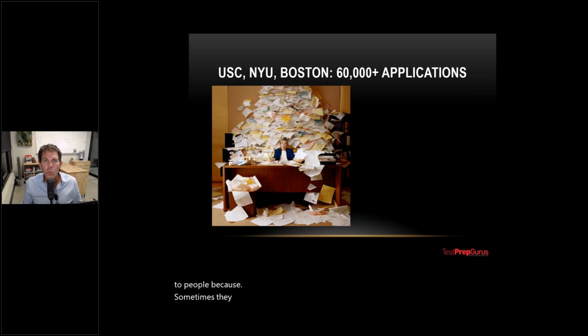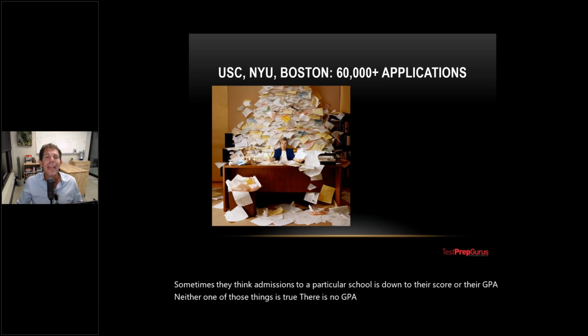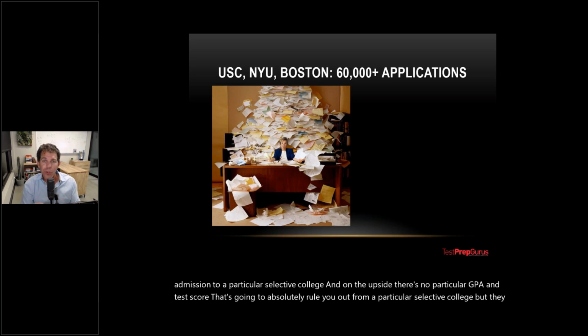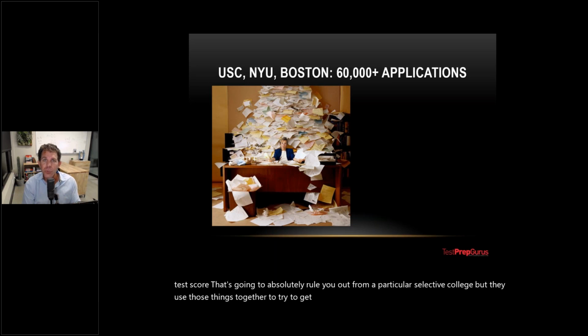And so this is where it gets a little confusing to people, because sometimes they think admissions to a particular school is down to their score or their GPA. Neither one of those things is true. There is no GPA or score that's going to guarantee admission to a particular selective college. And on the upside, there's no particular GPA and test score that's going to absolutely rule you out from a particular selective college. But they use those things together to try to get an insight into who that student is.